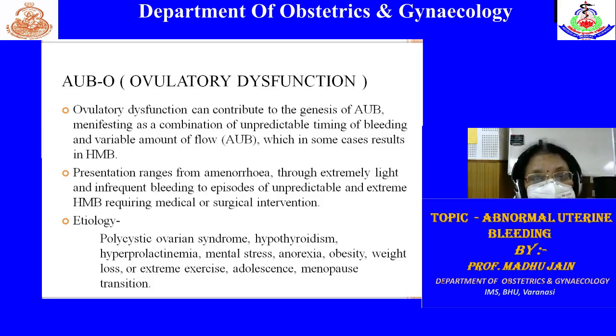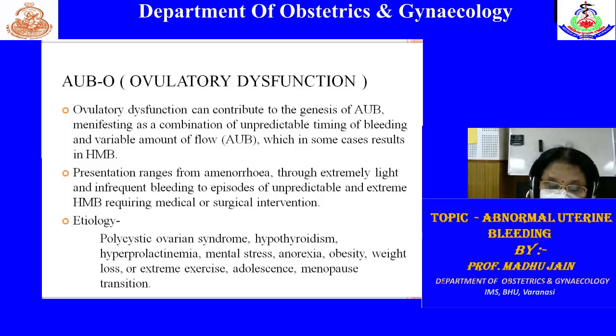Now comes the AUBO, meaning ovulatory dysfunction. Ovulatory dysfunction means an unpredictable amount of bleeding which is not due to other organic causes. I told you the adenomyosis, fibroid, or malignancy or the pregnancy disorders. The patient may present with amenorrhea, then there is a history of light and infrequent bleeding that is unpredictable. Sometimes these patients may need some medical and surgical intervention, and they may present with heavy bleeding. The causes of this AUB are ovulatory dysfunction, bleeding disorders, polycystic ovarian disease, hypothyroidism, hyperprolactinemia, mental distress, anorexia, obesity, weight loss, extreme exercise, the adolescent transition, and the menopause.